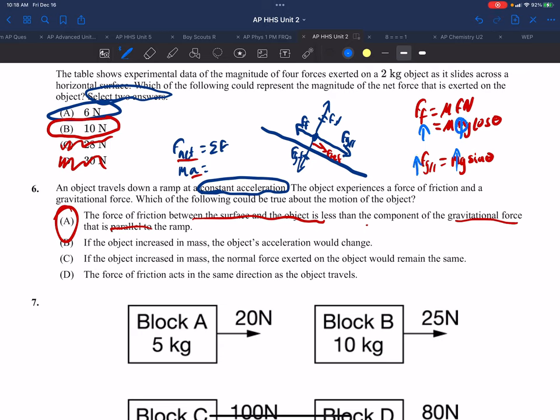And if we double the mass, we double the force of friction. We double the mass, we double the force of gravity parallel. So increasing the mass will actually have no effect on the acceleration because the forces will increase in proportion to each other.